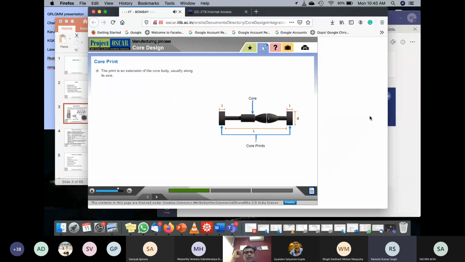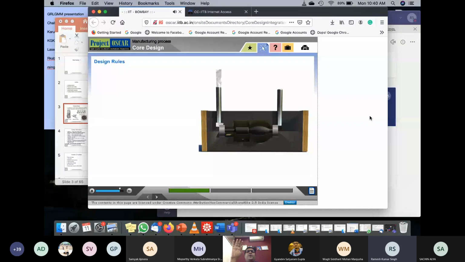Core print: the print is an extension of the core body, usually along its axis. The print design depends on the direction of the core axis and the number of openings. Each opening corresponds to a separate print for core support. So the print is just going to support it, right?